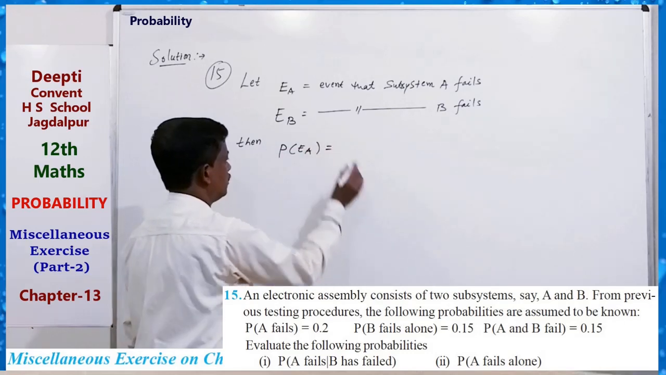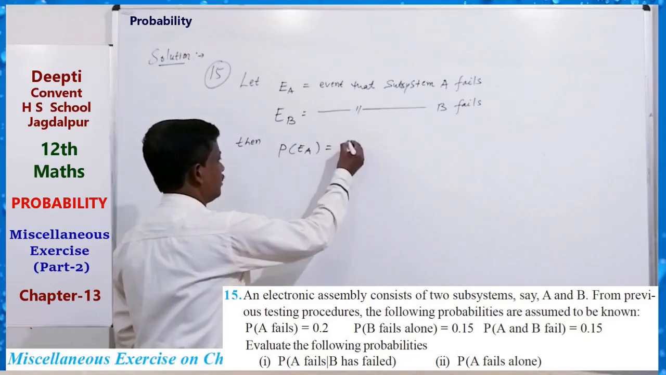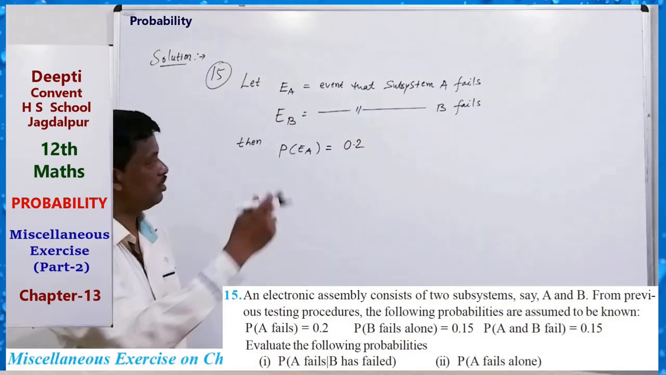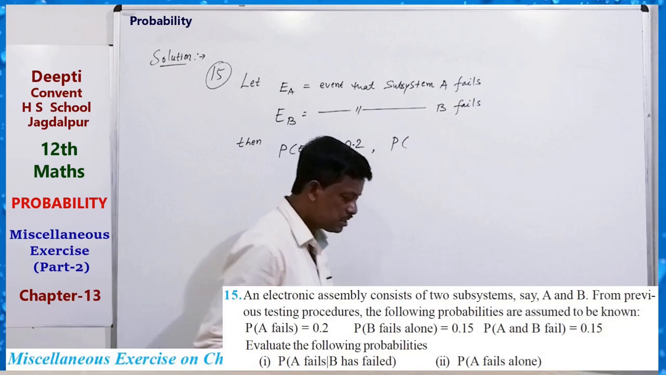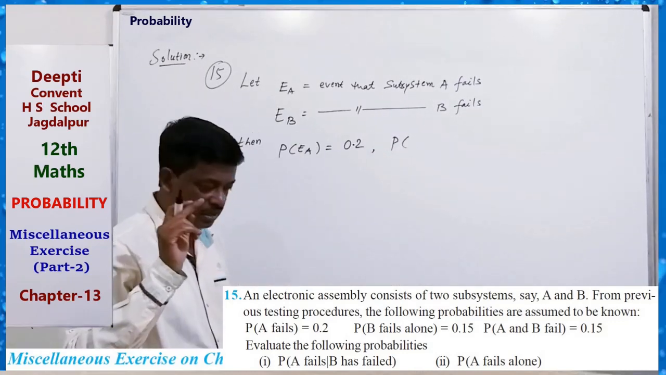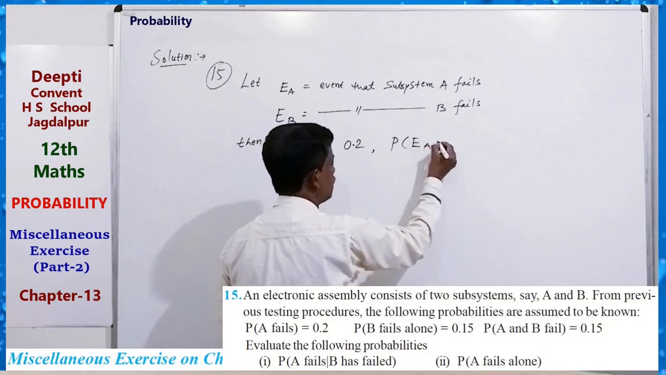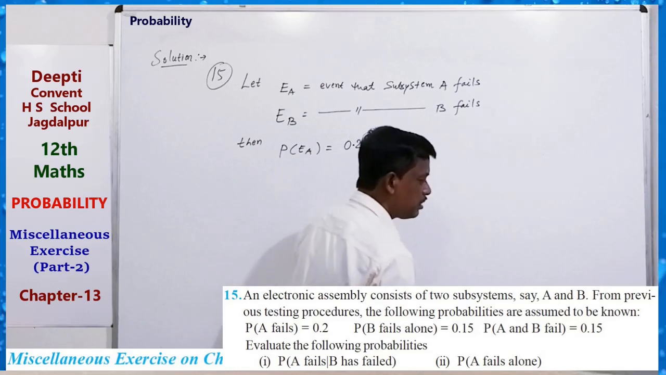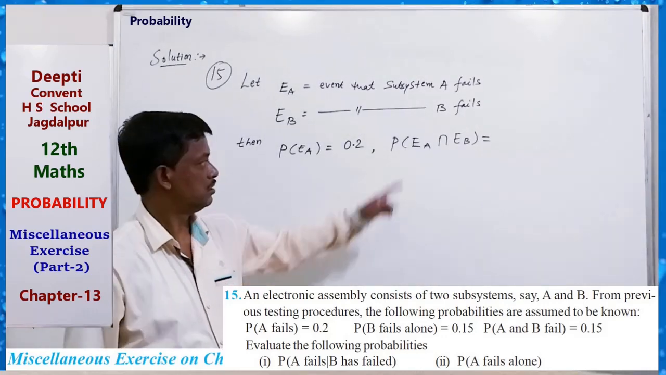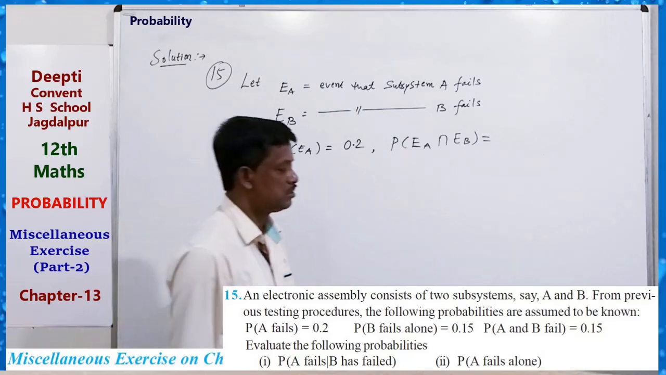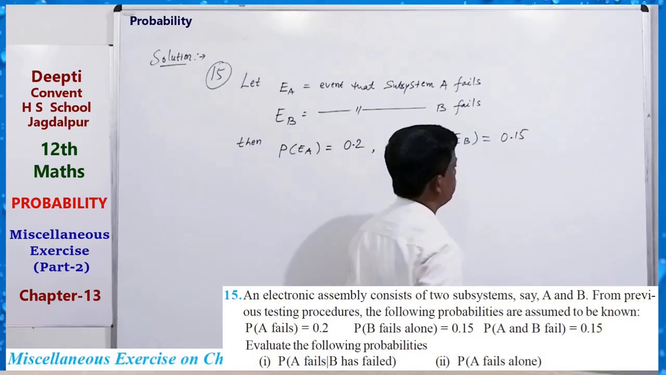Then P(EA) fails. It is given in the question that P(A fails) is 0.2, subsystem A fails 0.2. Similarly, P(B fails alone), and also P(A and B both fail), that is P(EA intersection EB), A fails, B fails, both fail. This is given as 0.05. And P(B fails alone) is 0.15.